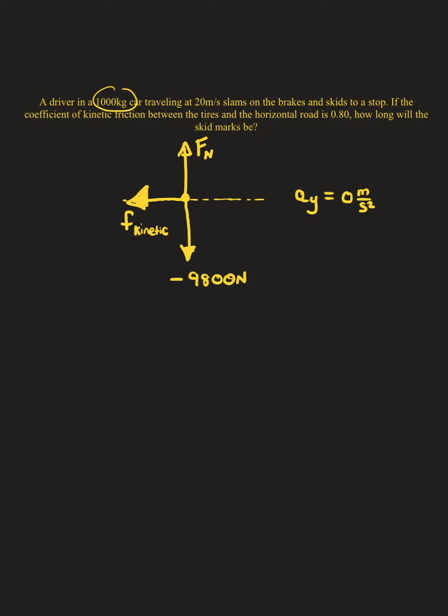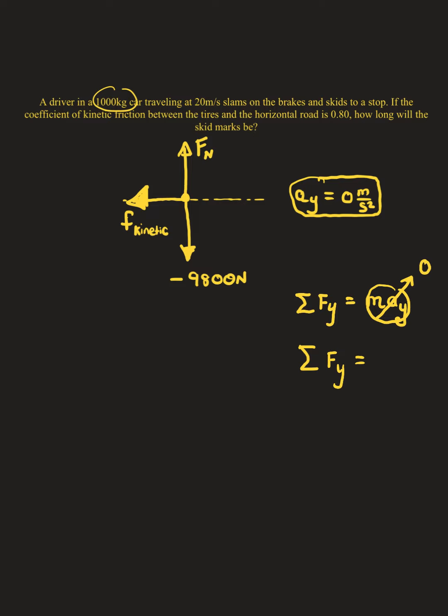Now, if we apply Newton's second law in the y direction, we have the summation of all the forces in the y direction is equal to mass times acceleration in the y direction. Since there's a road in the way, we have the constraint that the car can't accelerate perpendicular to the road, or in the y direction. So if we substitute 0 for our acceleration, the right-hand side of the equation ends up being 0. So we have the summation of all the forces in the y direction is equal to 0.